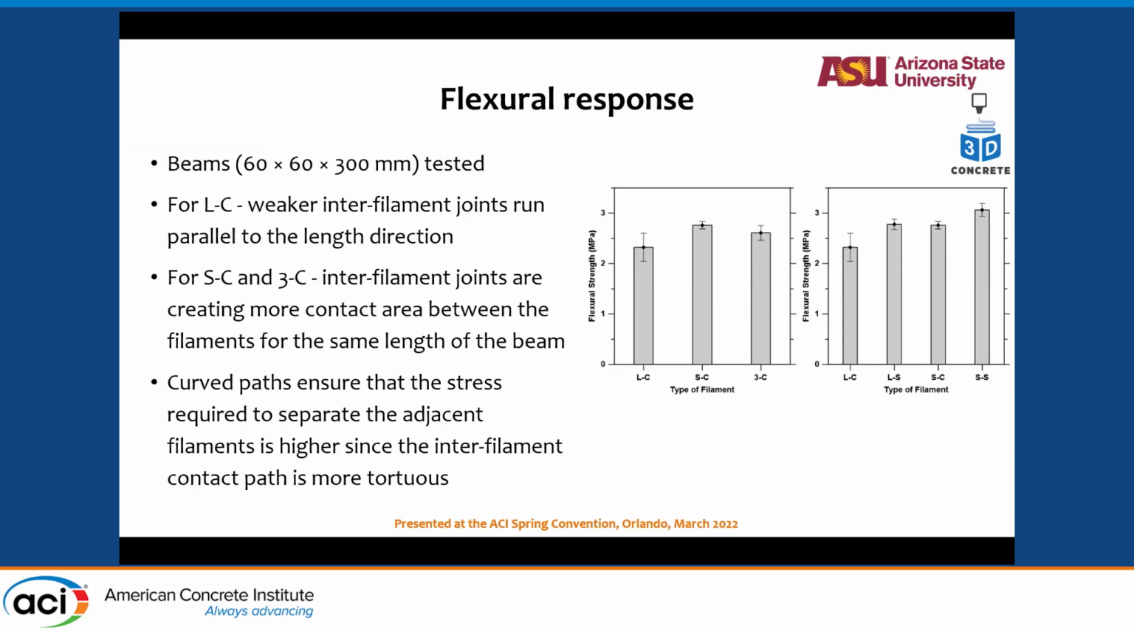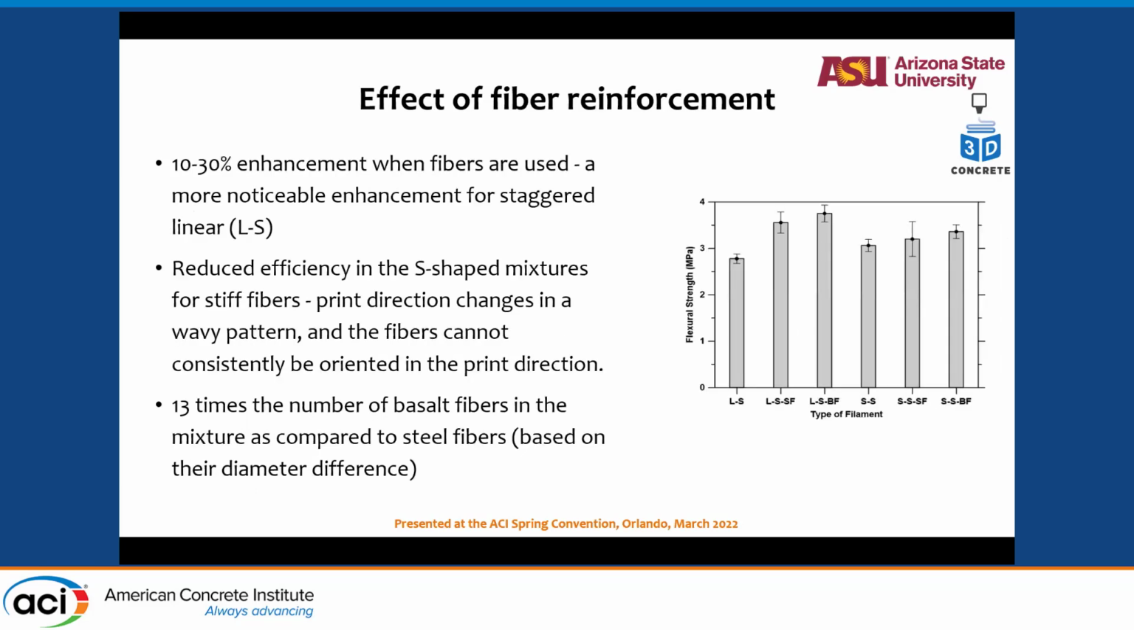So by simple change in geometry, you can actually see an increase in strength. Fiber reinforcement, just quickly looking at steel fibers, no surprises. You get much higher strength with steel fibers. Basalt fibers also give you higher flexural strength, whereas if you do a staggered configuration, there is some increase, but not that much of an increase.